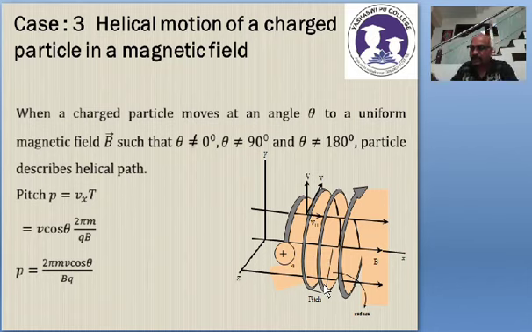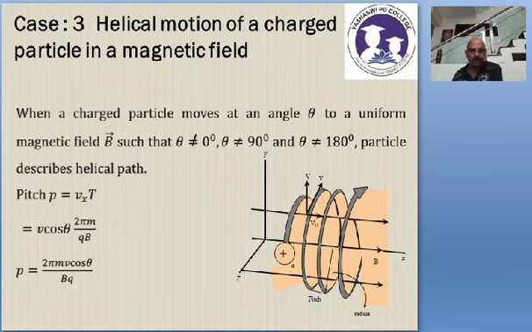It moves in the direction of the magnetic field and also goes in the circular path. What makes the charged particle go in the circular path? The perpendicular component of velocity. What makes it move in the direction of the magnetic field? The parallel component of velocity. So pitch is the distance travelled in the direction of the magnetic field during one rotation. If it starts from one point, after one rotation it won't come back to the same point. It would have travelled further along the positive x-axis in the direction of the magnetic field. That is called pitch.